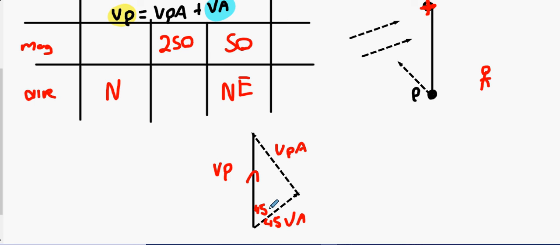That's 45. We know that VPA is what? 250. And what else do we know? That's 50. And now I have access to a sine rule. That should tell me everything I need to know about the triangle. So if somebody can work ahead of me here, using your calculator, and just figure out what the angle is, that will speed us along nicely.